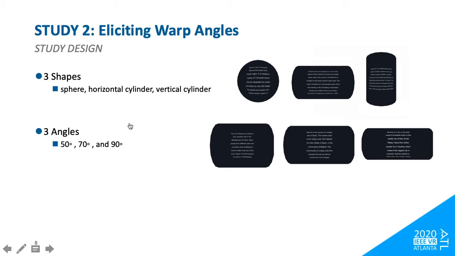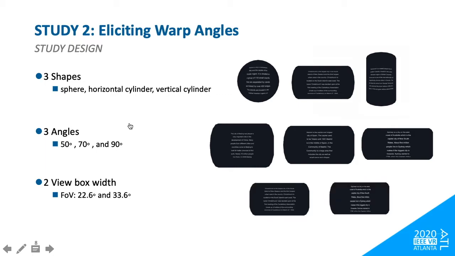And then, the width of the view box. In other words, you can think of it as the horizontal field of view, as the field of view is an important factor in virtual reality. So we want to know whether this would also be an important factor that affects reading behavior.